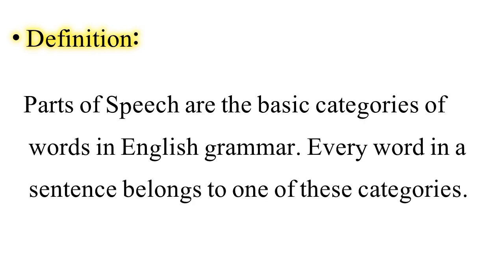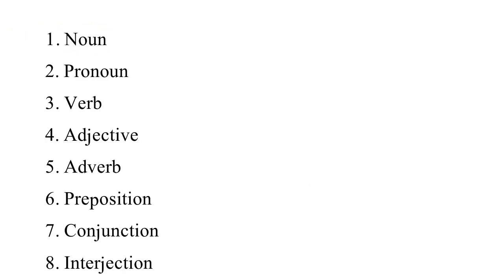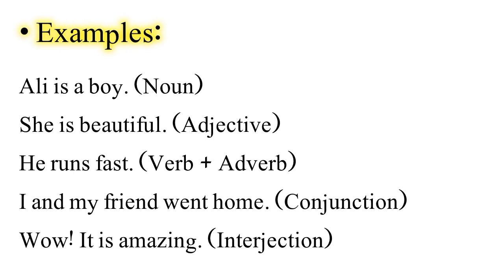Next, parts of speech. Definition: parts of speech are the basic categories of words in English grammar. Every word in a sentence belongs to one of these categories. Main parts: noun, pronoun, verb, adjective, adverb, preposition, conjunction, interjection. Examples: Ali is a boy, noun. She is beautiful, adjective. He runs fast, verb plus adverb. I and my friend went home, conjunction. Wow, it is amazing, interjection.